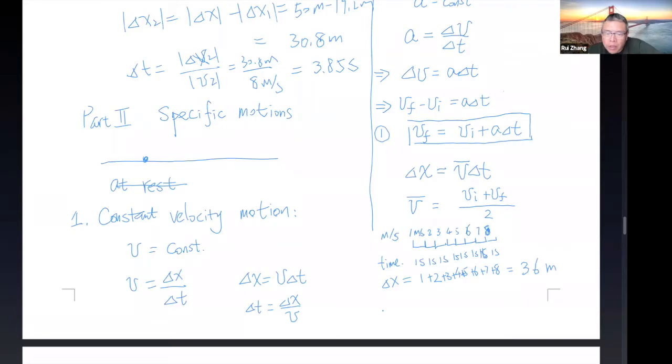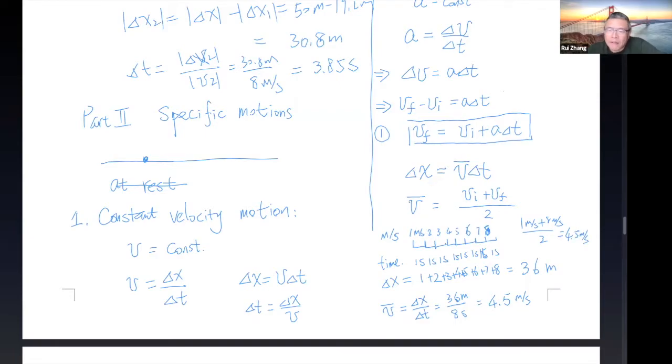So the average velocity, if you calculate using delta x over delta t, is going to be 36 divided by 8, which is 4.5 meters per second. You can check: if you take the initial velocity and final velocity, 1 meter per second plus 8 meters per second, divided by 2, you also get 4.5 meters per second. So from this you can see that this formula works.